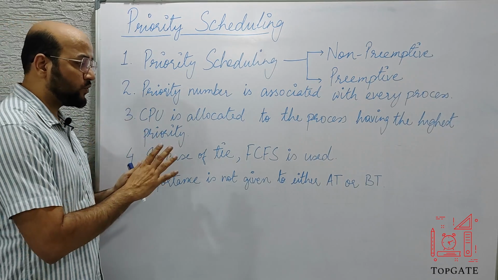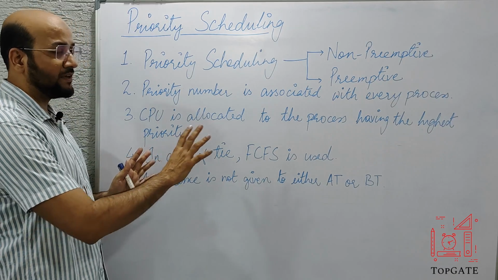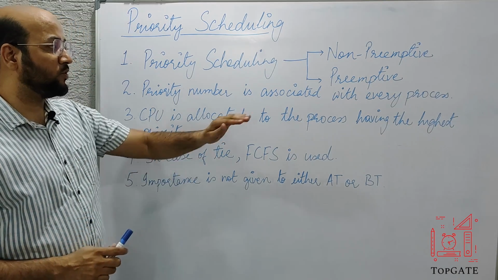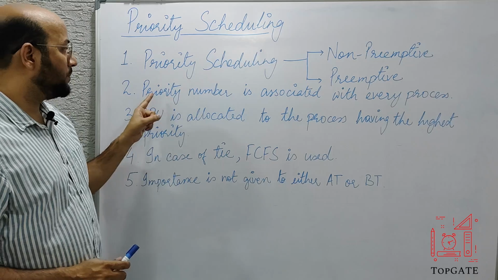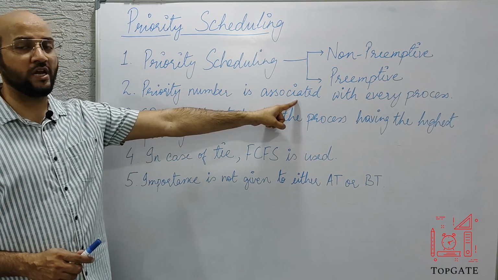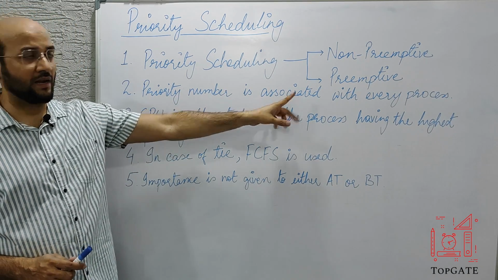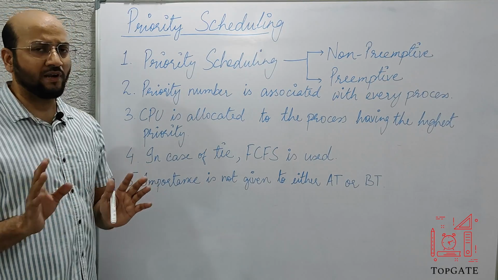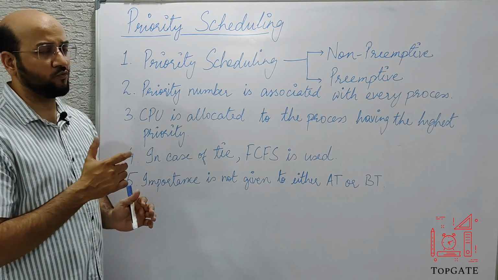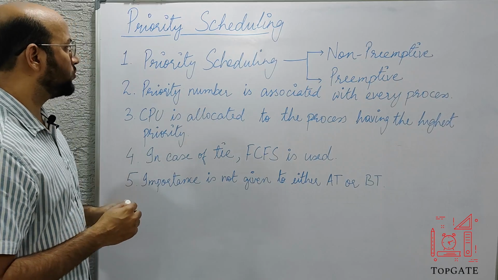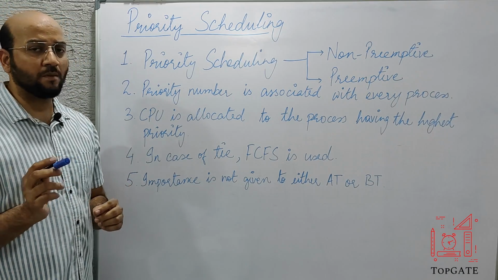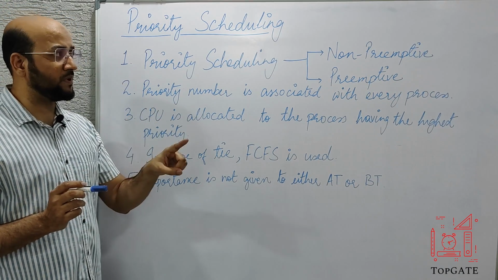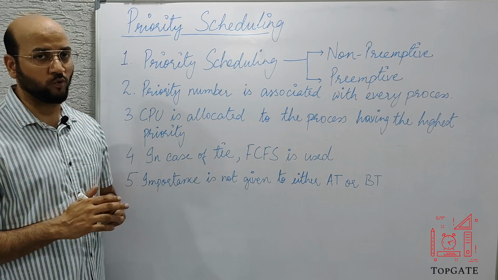Fine. So in this one, we are not taking care of the arrival time and the burst time. We'll be only concerned with the priority number that is associated with every process. Clear? So I hope this is a little bit clear to you. It will be more clear when we discuss this with the help of an example. So let's quickly go to an example, and the first example I'll do with the non-preemptive approach, and then we'll move on to the preemptive approach.